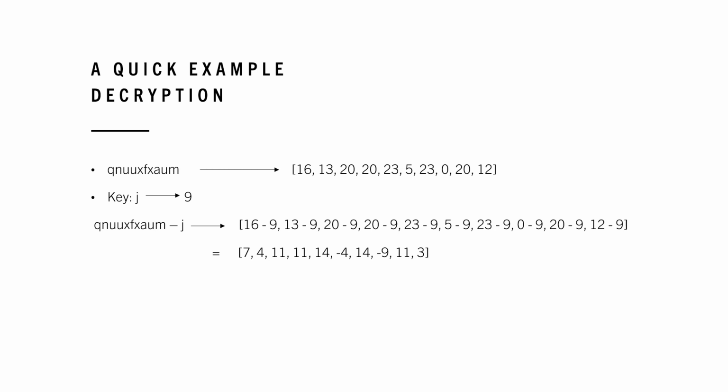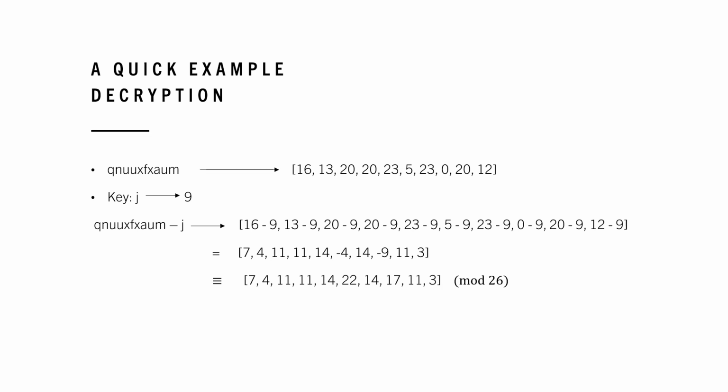And then again, here, it's not a number between 0 to 25, but we can transform it to a number between 0 to 25 by doing the modular arithmetic. Actually, negative 4 corresponds to number 22. So number 22 and negative 4 are actually the same thing in mod 26, using modular arithmetic. So we see we get this list of numbers 7, 4, 11, 11, and so on and so forth.